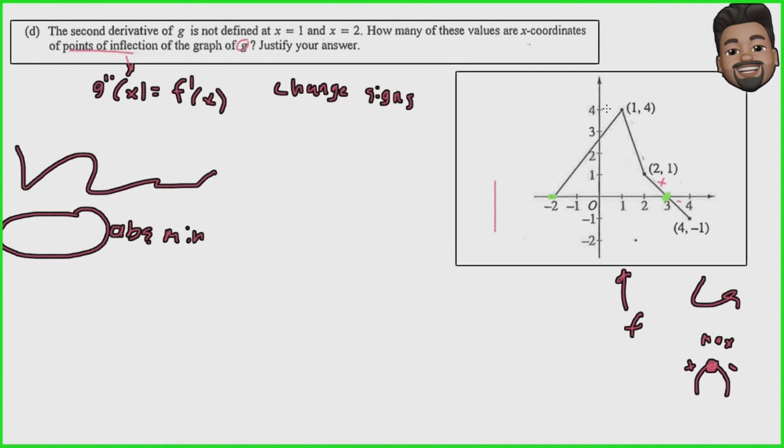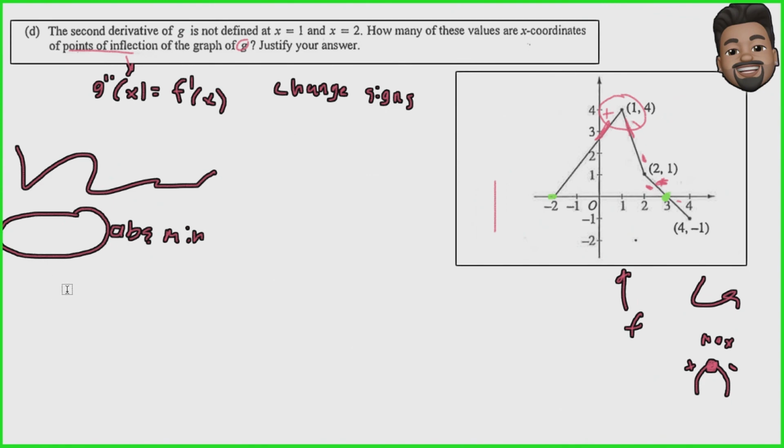Well, look over here. This goes from positive to negative, because we're taking the derivative of f. This is the graph of f. We're taking the derivative. So the graph right here is positive slope and the graph down here is negative slope. At 2, it's not defined because we get a cusp. But what does that change from? Well, that changes from negative to negative. So you can see which one of these is a point of inflection. Well, it's only this point right here.